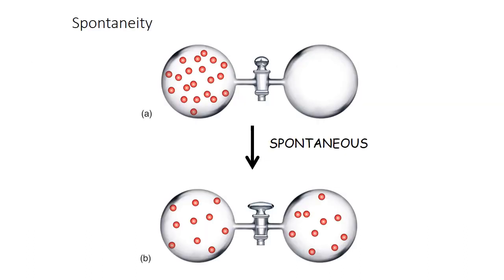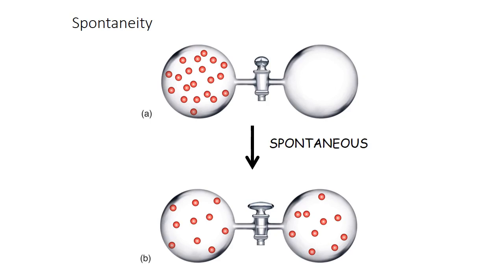So let's start with what spontaneous means. If we have these two flasks, one side of the flask is filled with a gas, and the other side is completely evacuated, it has nothing in it. And we have a closed stopcock, and so the gas particles are stuck on the left side. If we open that stopcock, then I think we all agree that those gas particles will spontaneously distribute themselves across the two flasks.